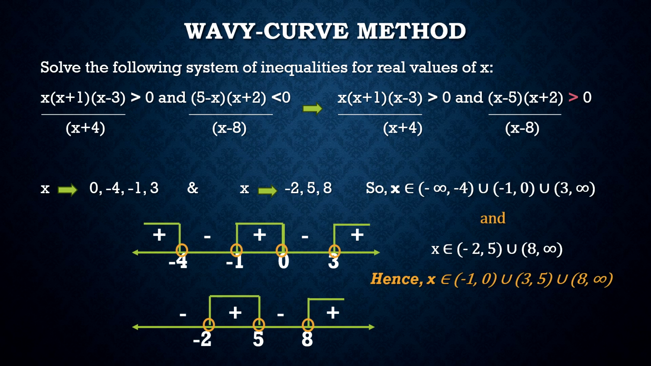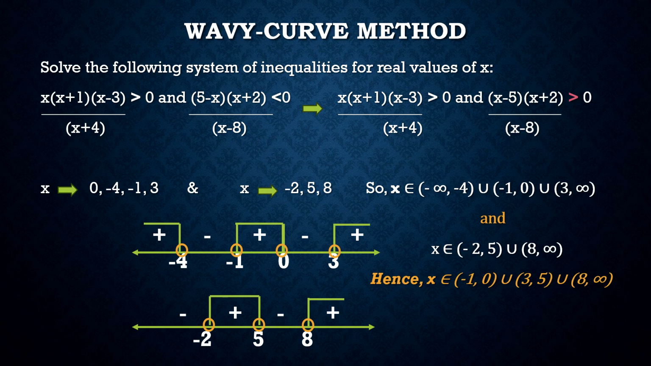But instead of that -(x - 5), I will write just (x - 5) and change the inequality. That can also be done. So instead of less than 0, it will become greater than 0. So this is the twist over here. So your second inequality will be (x - 5)(x + 2)/(x - 8) > 0. So I have removed the negative sign and reversed the inequality. So now we are having both the inequalities of the same type.